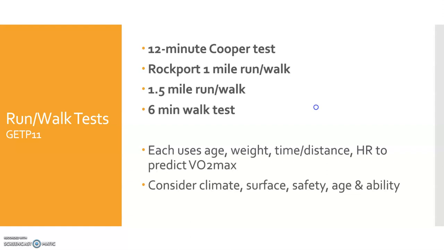Make sure that the climate is safe. Make sure that there's a flat, stable surface, a non-slip surface if it's inside. Think about obstacles that somebody could trip over. And you also want to choose an appropriate test for age and ability. So for example, the 6-minute test is often used for elderly adults because it's a shorter test.